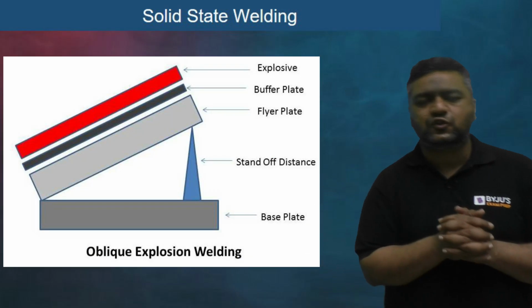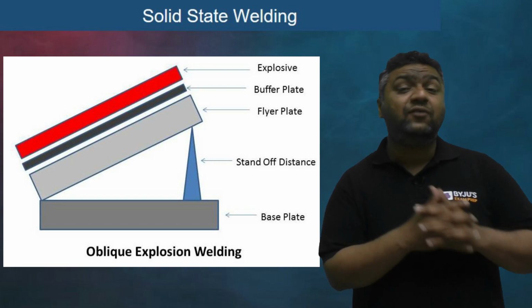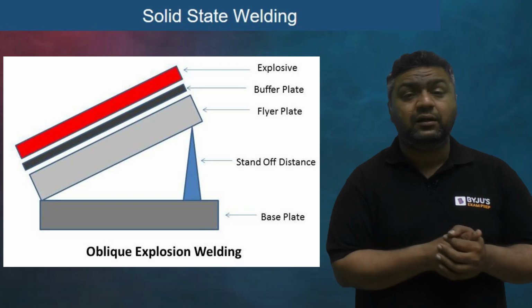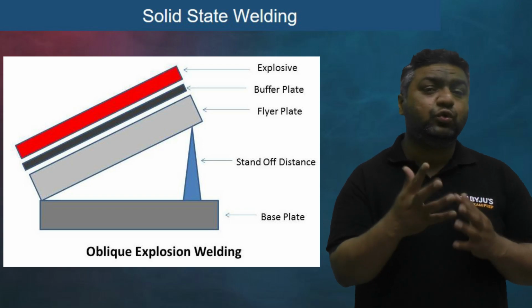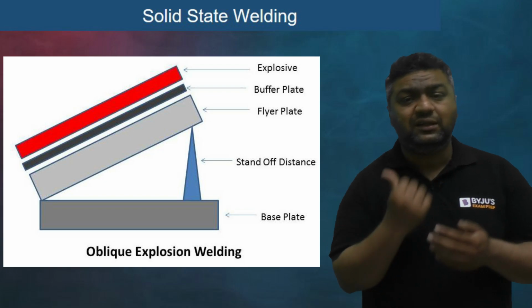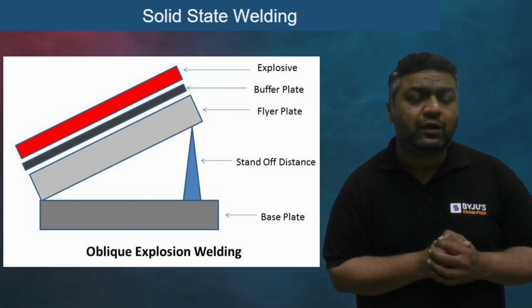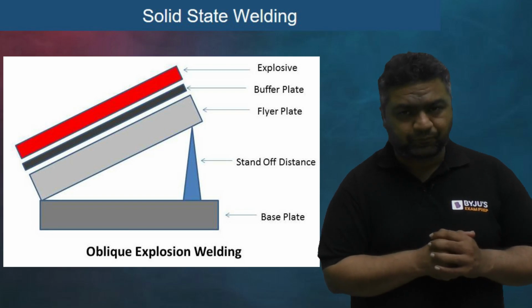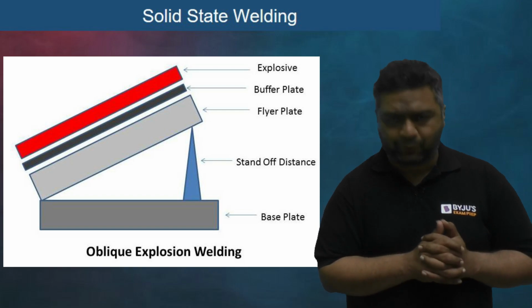So my dear, first of all, you can see there is a workpiece plate, and onto that we are going to have another plate that is called the flyer plate. That flyer plate is going to stick or weld with this target plate. We are going to keep the flyer plate at some angle, and the angle is provided to give the direction to the welding process.